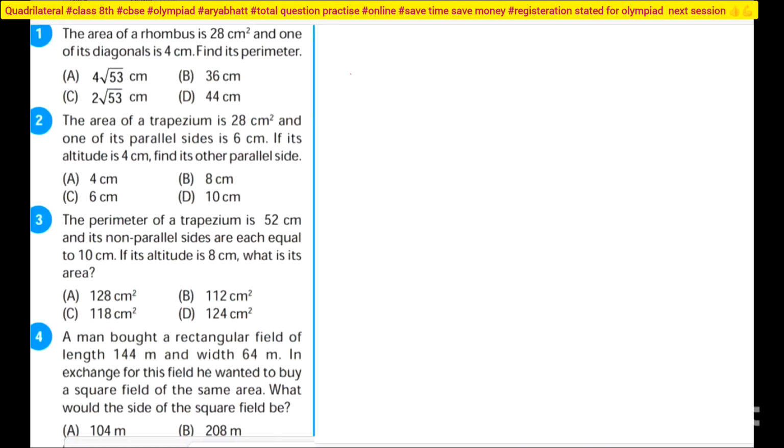Okay. Now see question number 2. The area of the trapezium is 28 centimeter square and one of the parallel sides is 6 centimeter. So if I say that I have a trapezium, A, B, C, D, and one of the parallel sides is 6 centimeter, and its altitude is 4 centimeter, find the other parallel side. So they are asking about the parallel sides.